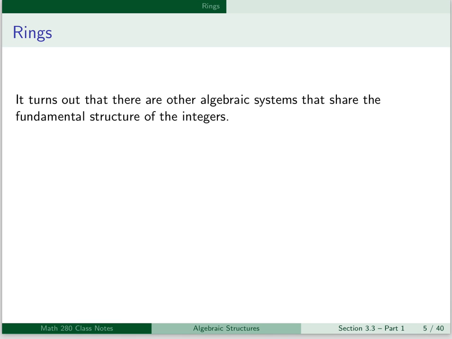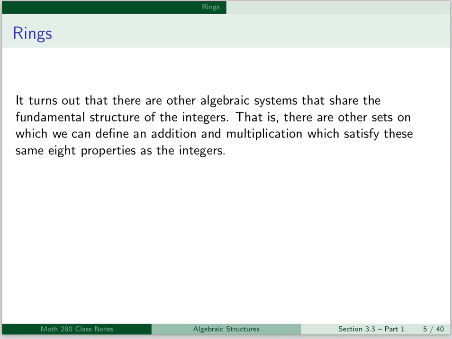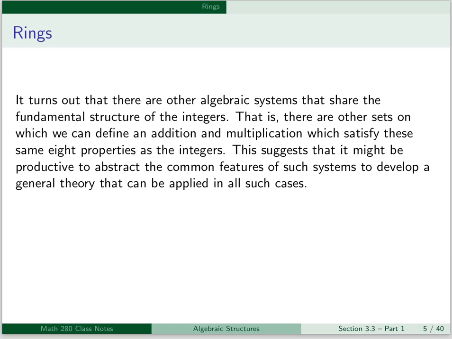It turns out that there are other algebraic systems that share the fundamental structure of the integers. That is, there are other sets on which we can define an addition and multiplication which satisfy these same eight properties as the integers. This suggests that it might be productive to abstract the common features of such systems to develop a general theory that can be applied in all such cases.